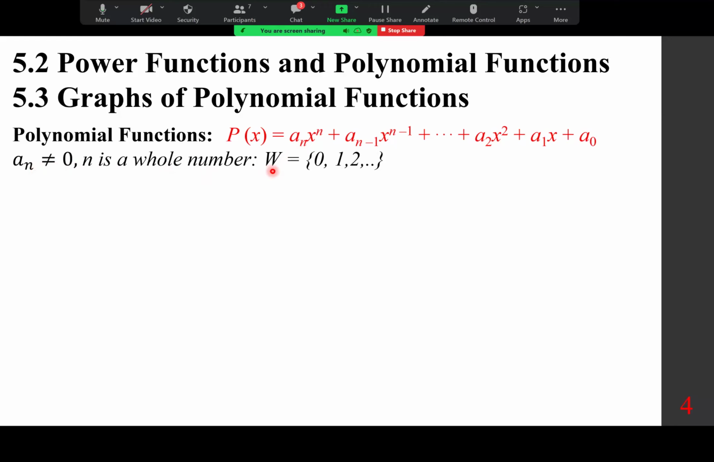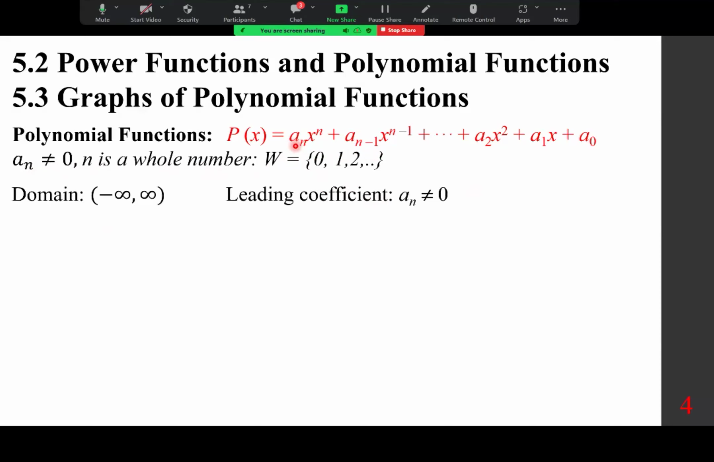The set of whole numbers: 0, 1, 2 to infinity. So that's the definition of a polynomial. Domain is all real numbers, minus infinity to positive infinity. The aₙ₋₁ all the way to a₀ are coefficients. aₙ is called the leading coefficient, and it can't be 0. And this is called the leading term.